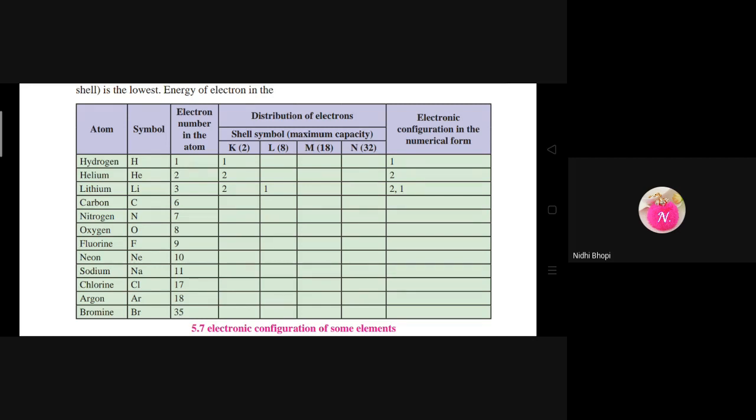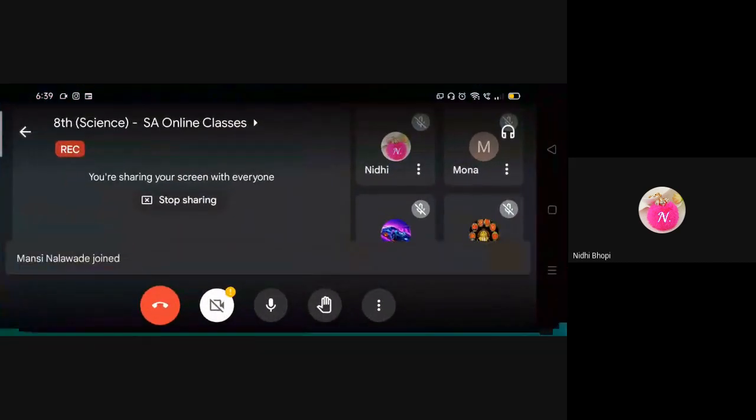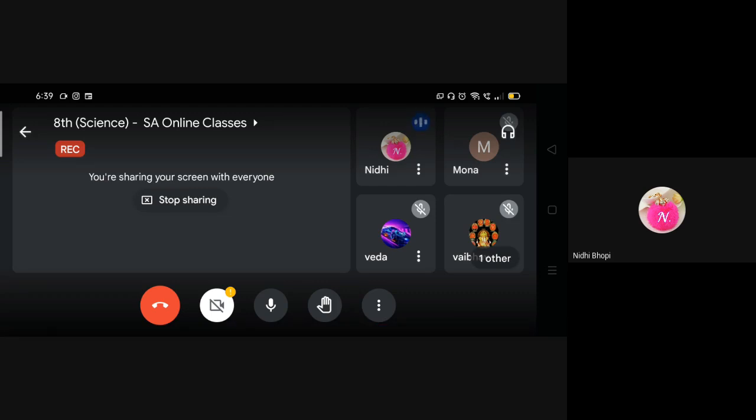Okay. Carbon. Who will tell me about carbon? Carbon has 6 electrons. How many electrons will go inside K? Yes, Nidhi, tell me. Yes, ma'am. In carbon, shell K 2 and shell L 4. Very good. So what will be the electronic configuration of that? 2, 4. Okay.